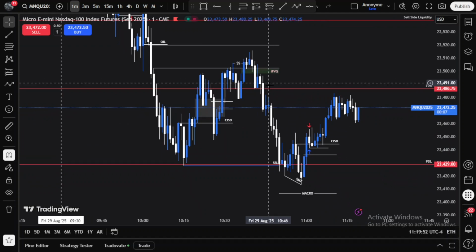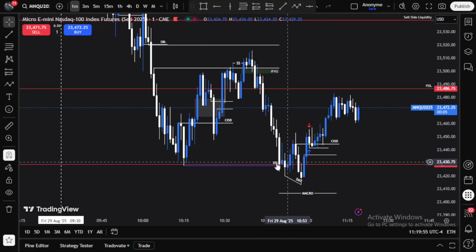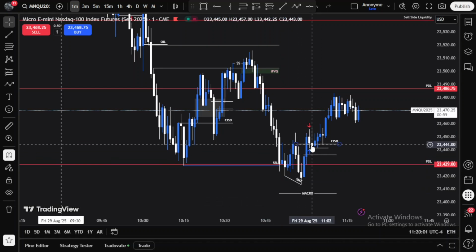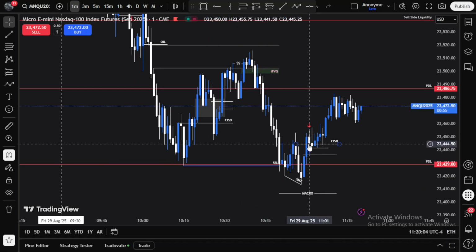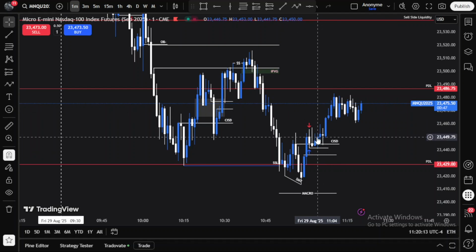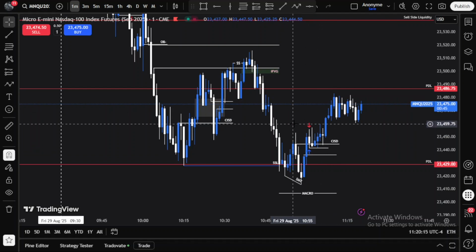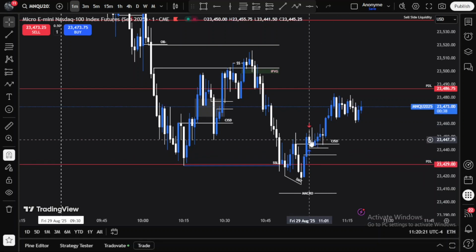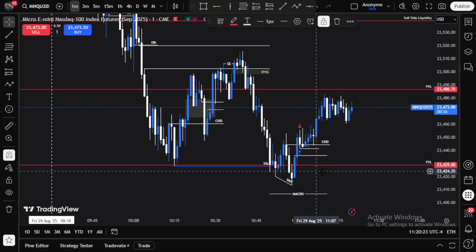As you can see, we dumped, we took out sell side, we made an SMT, and we made a change in state of delivery. I took 1 micro here. Then I thought that fighting the bearish order flow is not worth it, and we are on Friday, so it wasn't really worth it for me to take a trade, so I cut it off at break even.